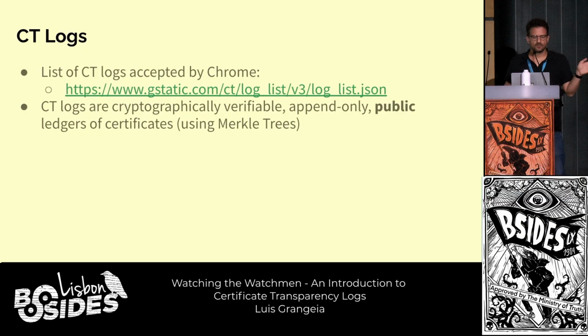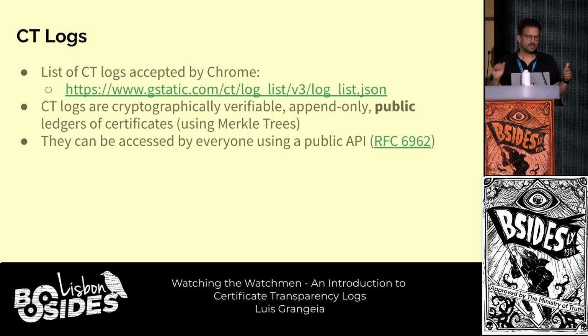They are basically cryptographically verifiable, append-only public ledgers of certificates using a thing called Merkle trees, which is really interesting. I have a few slides about them, but I won't show them to you because otherwise I will spend the rest of my day trying to explain those. Basically, they can be accessed by everyone using a public API. It's in an RFC. This is literally a web API. You can curl it. I'll show you how.